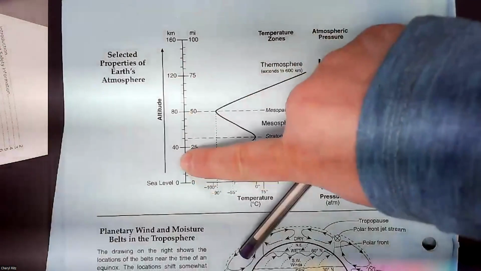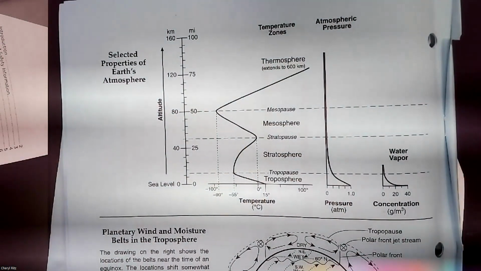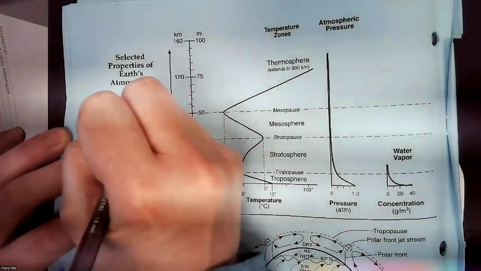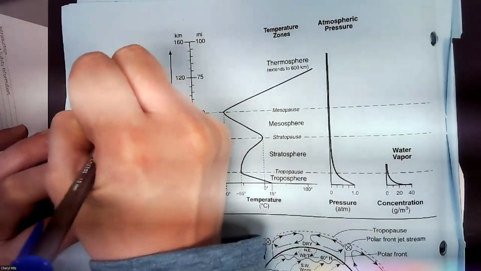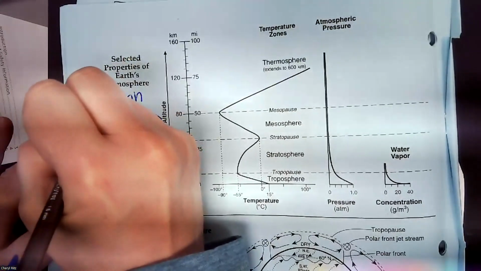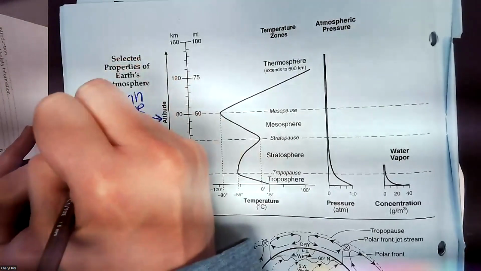In fact, let's label that on your reference table in case you forgot. So really all I want to do is write: altitude is how high above the ground.